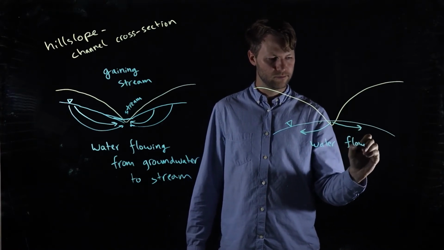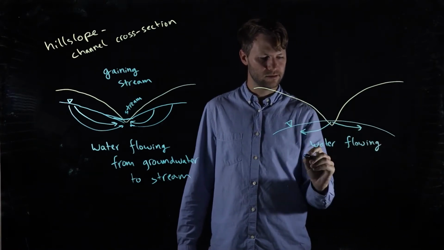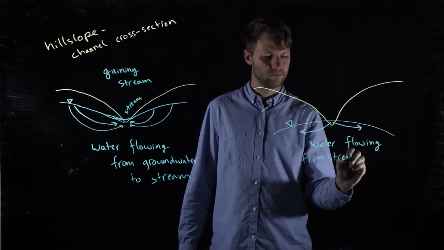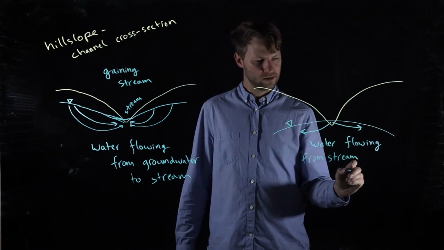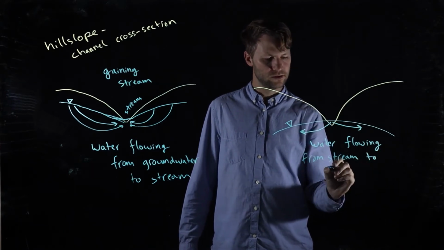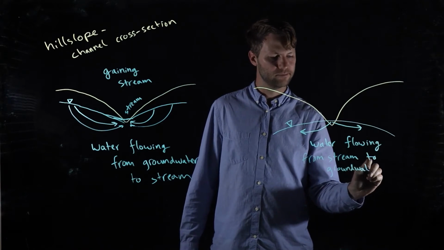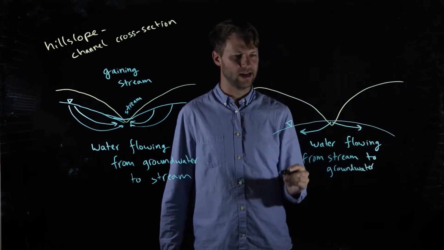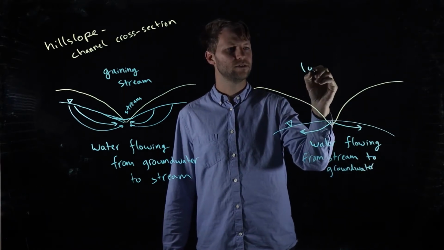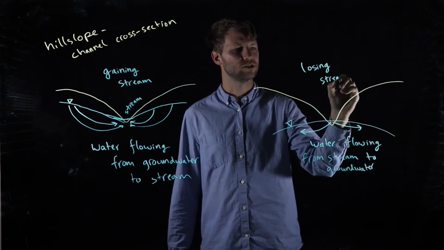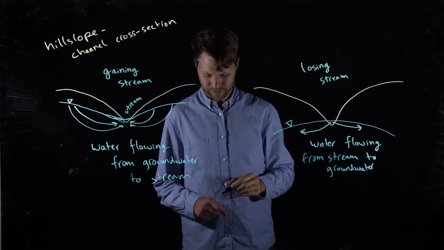So the water is flowing from the stream to the groundwater under the hill slope or the river bank, depending on what scale this is at. And this is known as a losing stream. There's a net loss of stream water as you're going down.